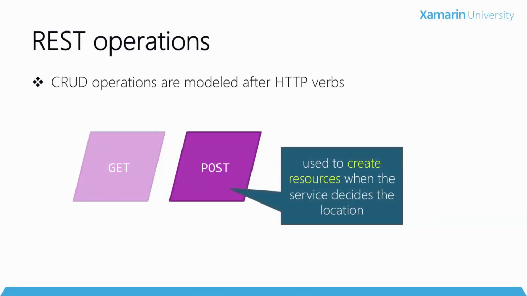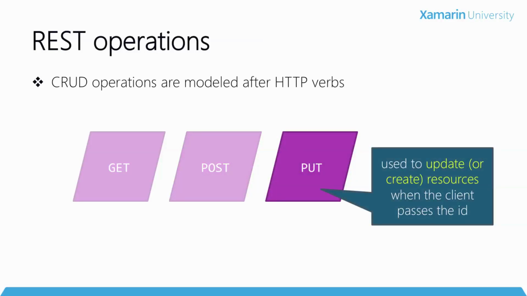We use POST to create a new resource when the location or the ID of the resource will be determined by the service upon creation. The body of the request will contain the resource to create. The response body will often contain the newly created resource with the assigned ID, or the URL to retrieve the newly created resource.